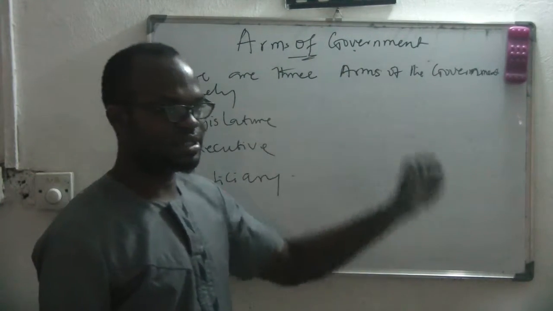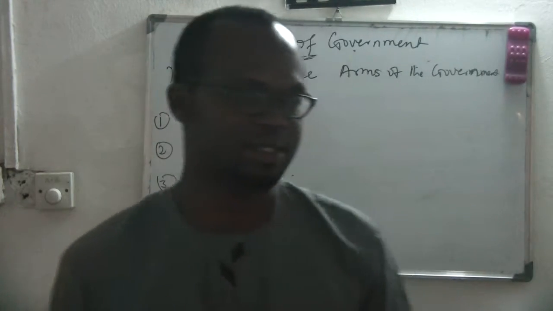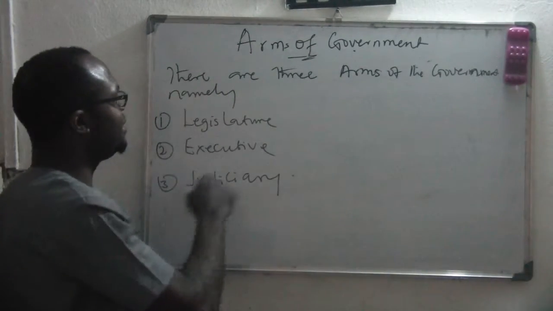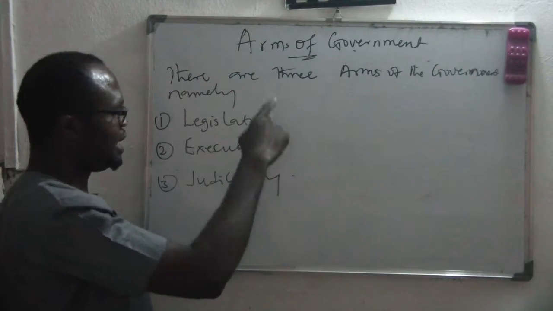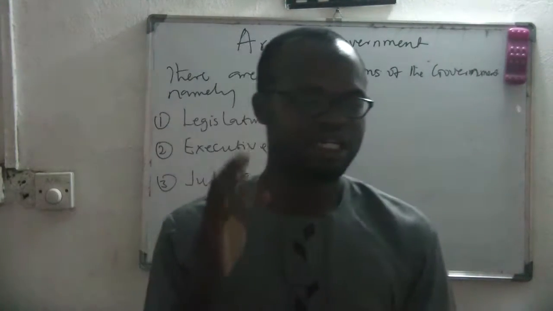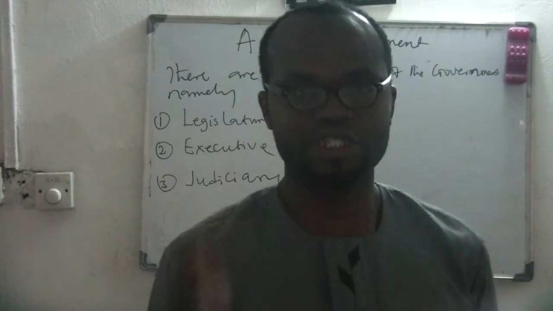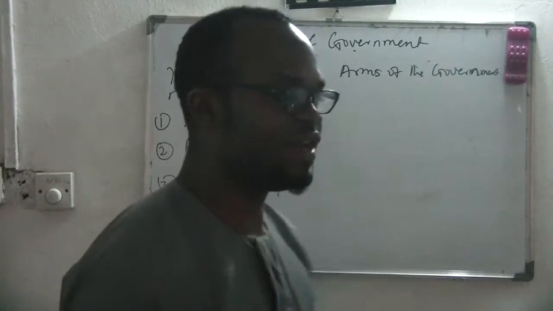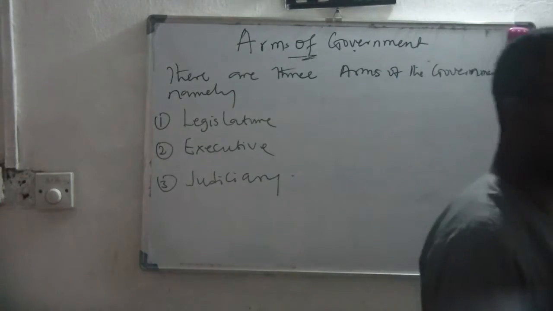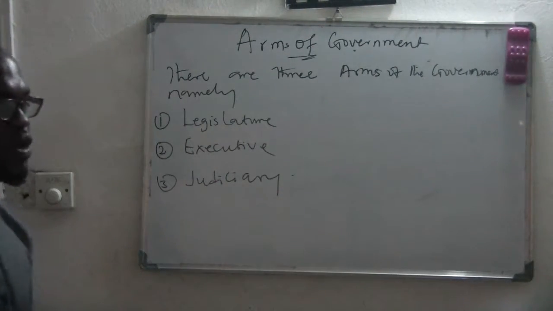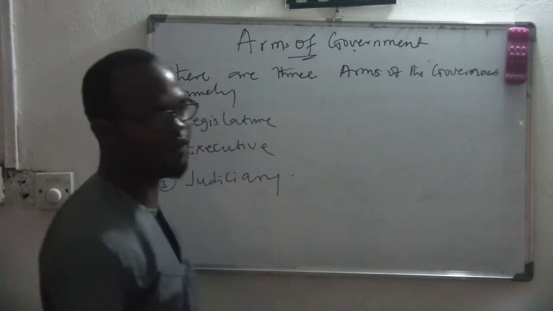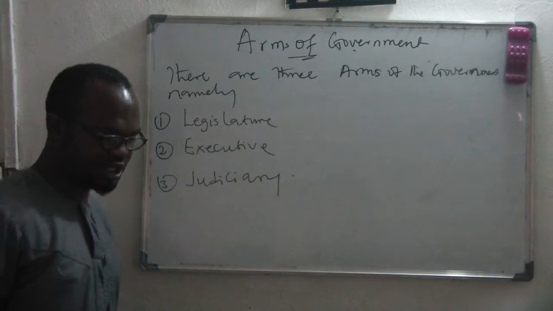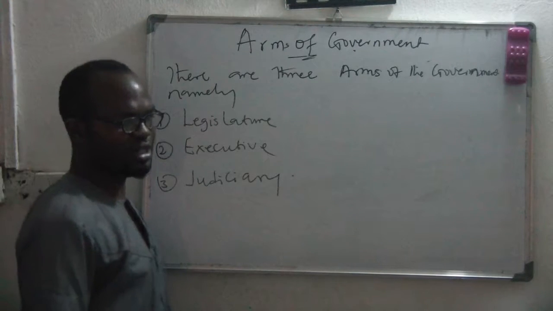Arms of government. Is that clear? There are three arms of government, namely the legislature, the executive, and the judiciary. Those are the three arms of government. Every democratic government must have these three arms of government. In Nigeria, we are practicing democracy, isn't it?